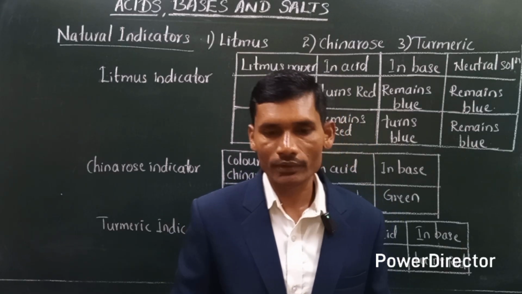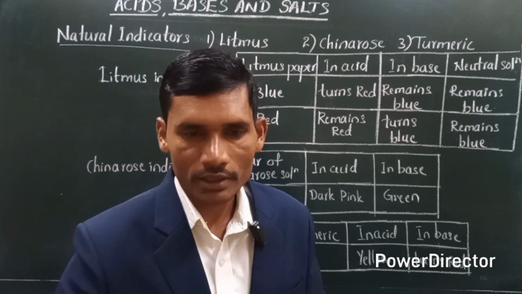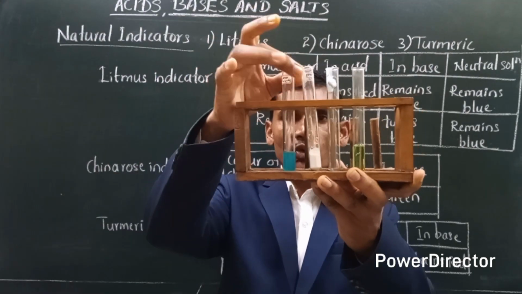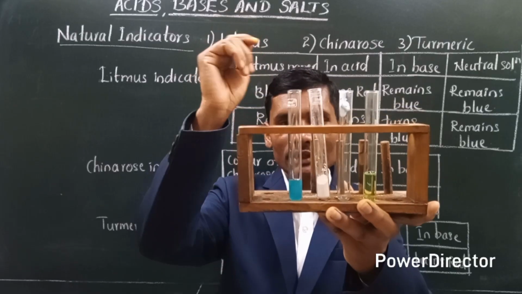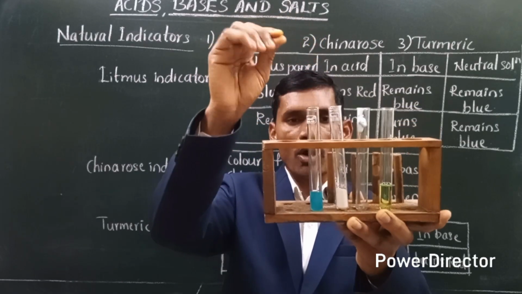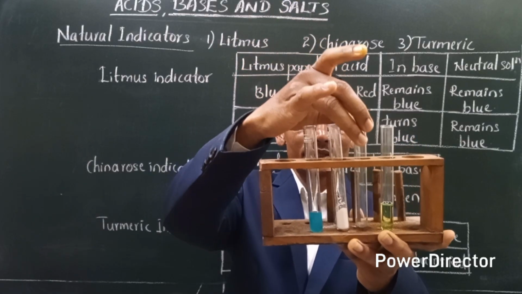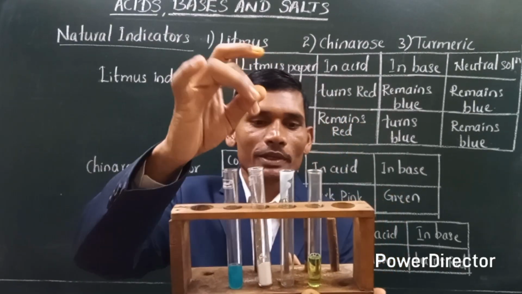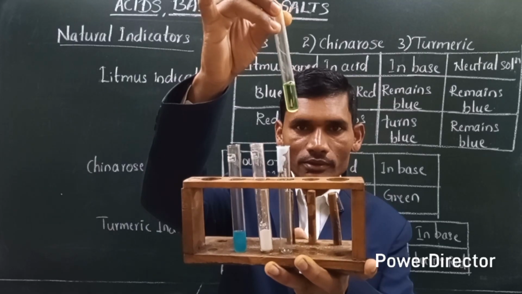Different substances I have taken here. Let me show you one by one. First, look at this: washing machine liquid, which we use at home, just like soap. In this I have taken calcium hydroxide powder. In this I have taken toothpaste, Colgate salt. And in this I have taken mouthwash, the liquid used to wash the mouth.